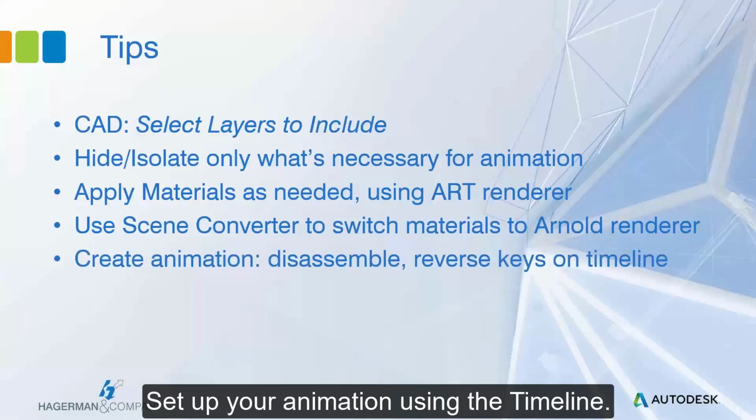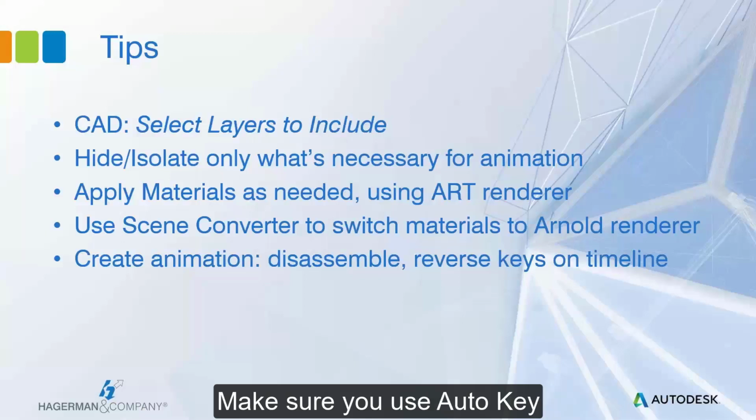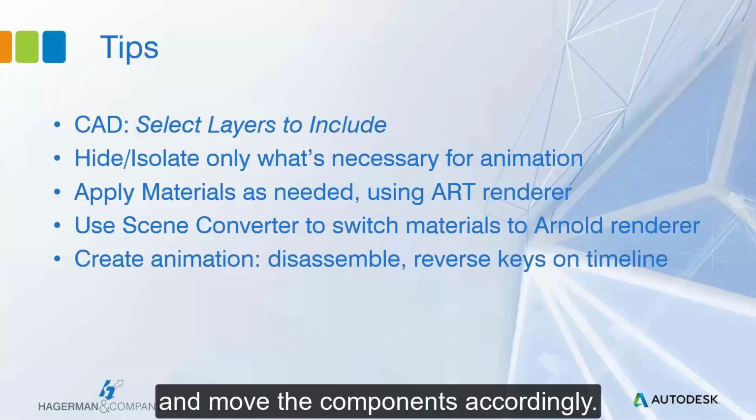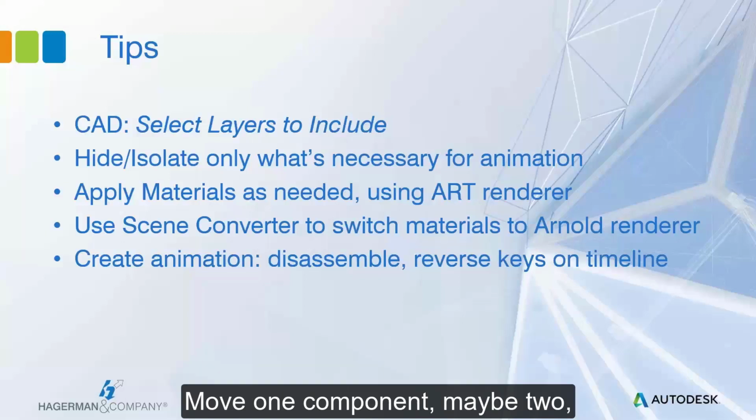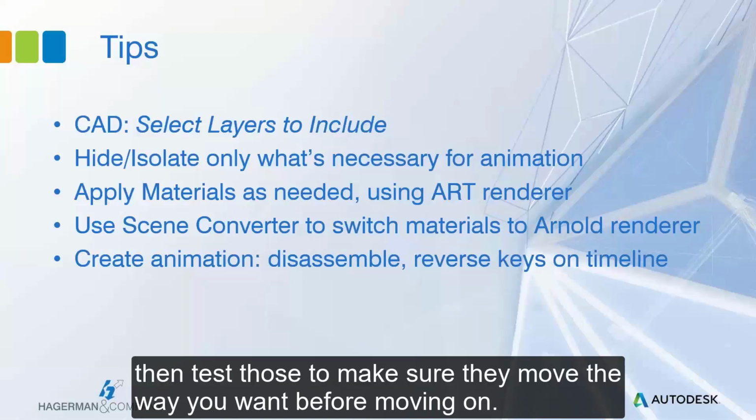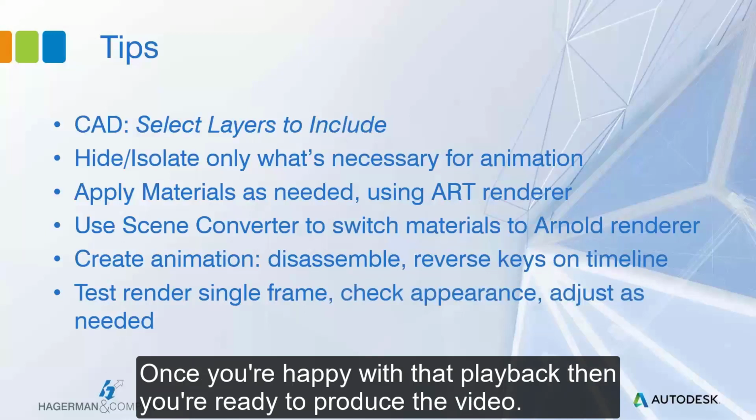Set up your animation using the timeline. Make sure you use the auto key and move the components accordingly. Also, remember to rely on the playback tools and the slider bar to test along the way. So you want to move a component or maybe two, test those, make sure they move the way you want before you move on. Once you're happy with that playback, then you're ready to produce your video.